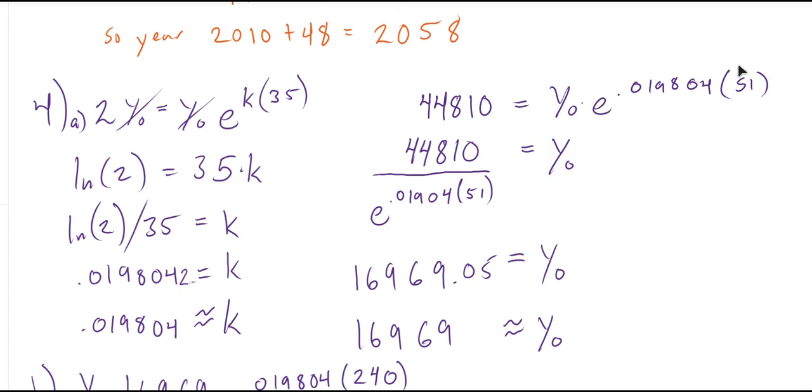This means dividing off everything over here that we do know, which is this whole exponential term. Let's just take that and divide it down into this denominator, and plugging this whole expression into a calculator, we get 16,969.05, or about 16,969 approximately.